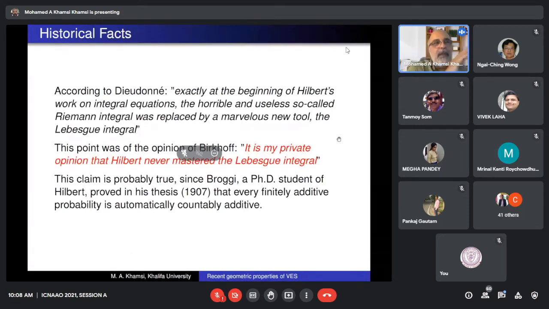And look what Birkhoff said. I mean, he said that it is my private opinion that Hilbert never mastered the Lebesgue integral. And this is really interesting because to do that approximation, and Hilbert worked with this, all you can do is to take a function and approximate the function by its Riemann sums. And that's how you discretize a problem, okay? And that's what they did, by the way, exactly what they did.